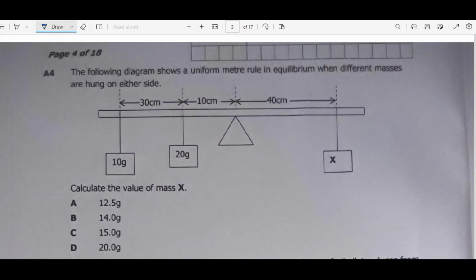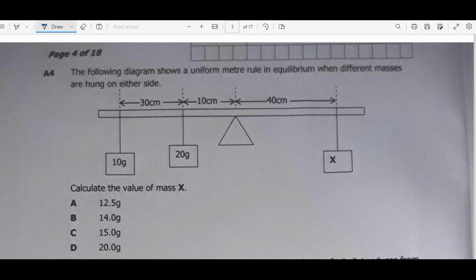We move on to question 4. The following diagram shows a uniform meter rule in equilibrium when different masses are hung on either side. On the left side, we have two moments, the one with 10 grams and the other one with 20 grams. So how can we find the value of x? So x represents the mass that we can multiply by 40 to equate to the moment on the left side.